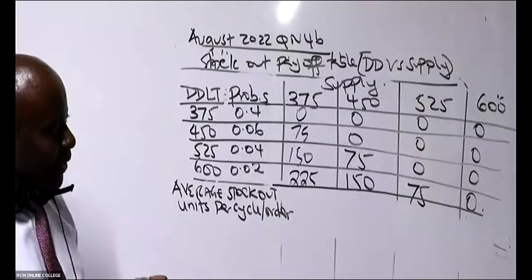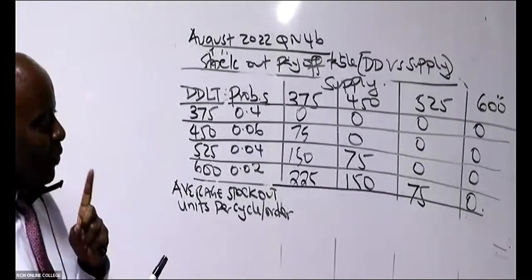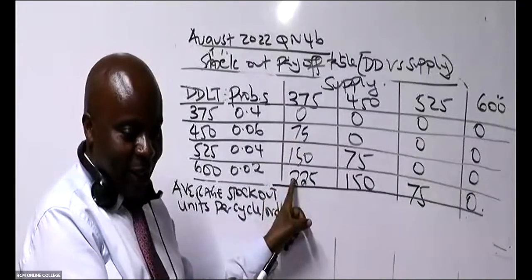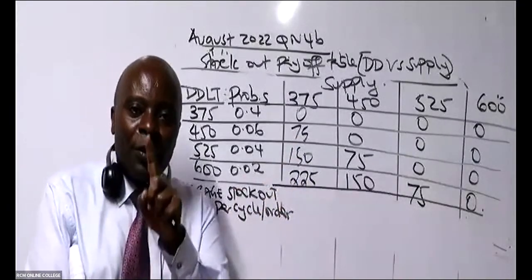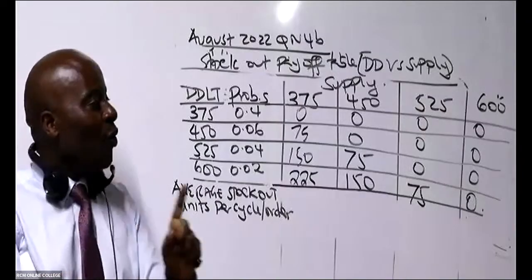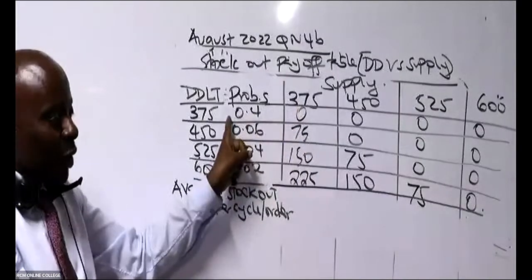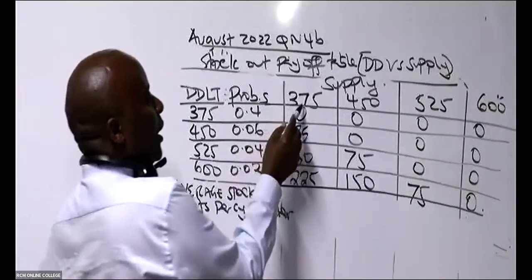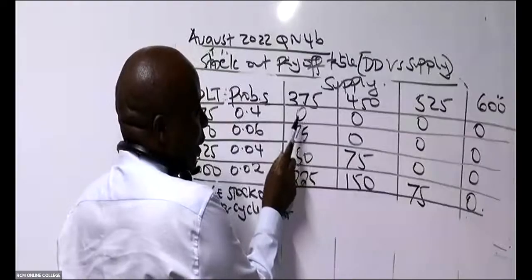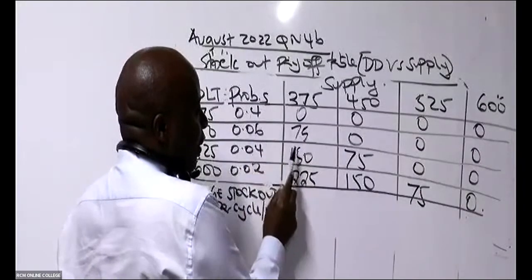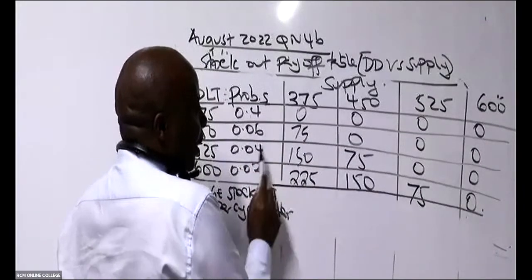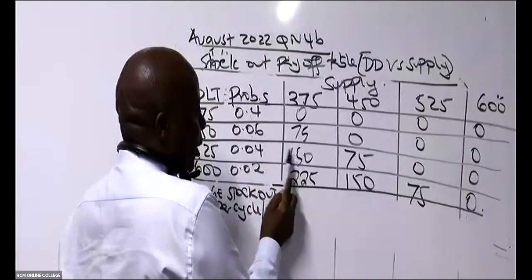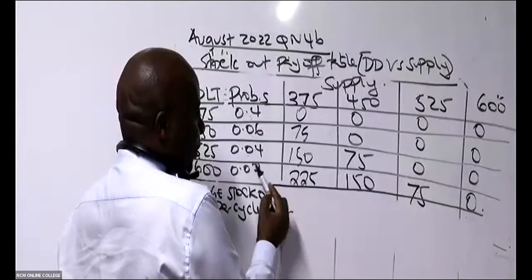450? I doubt. What Lavi has done, I think Lavi has added this plus this plus this. You forgot in this case the concept where you multiply the figures with their corresponding probabilities. So for example, for this 375, the stock outs: 0 times 0.4 plus 75 times 0.06 plus 150 times 0.04 plus 225 times 0.02.